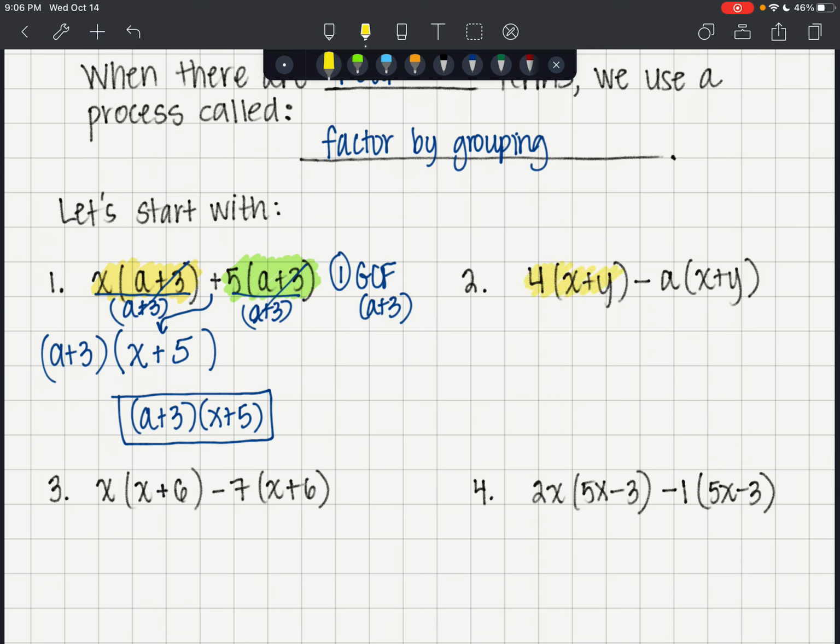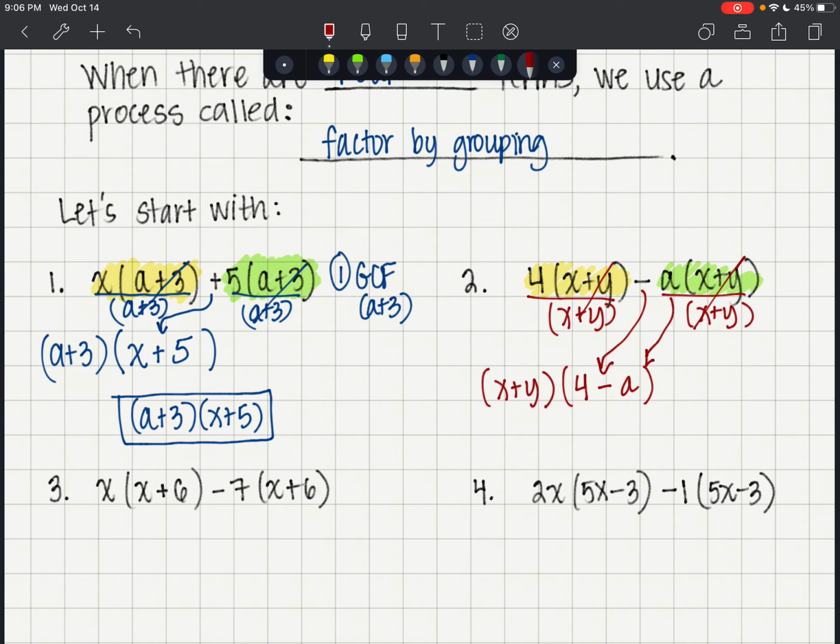Okay, let's look at the next. We've got two terms. Do they have anything in common? They absolutely do. They have x plus y in common. So I'm going to factor out x plus y. And when I factor out the x plus y from both terms, that's going to leave us 4 minus a. So our answer is x plus y times 4 minus a.